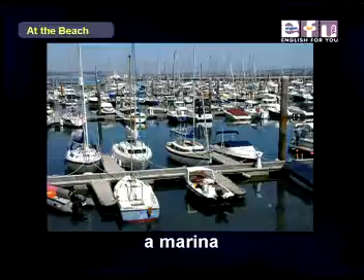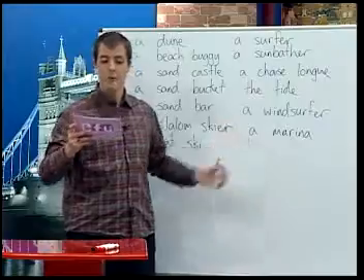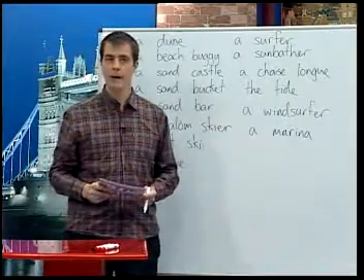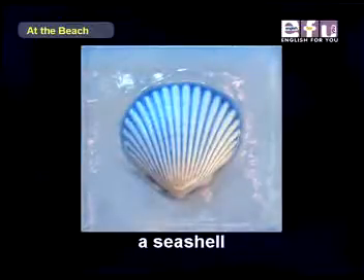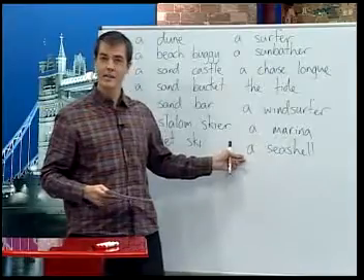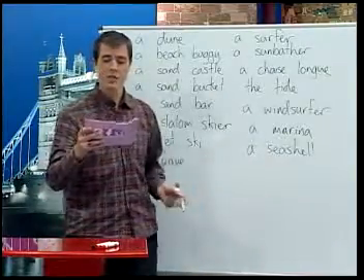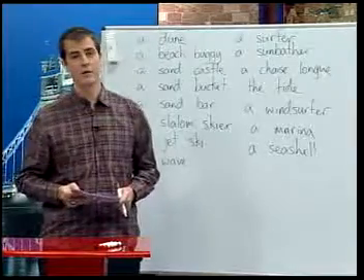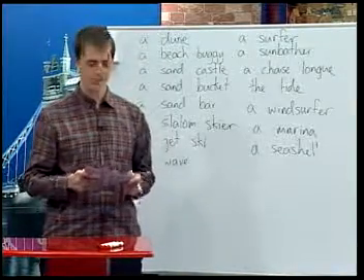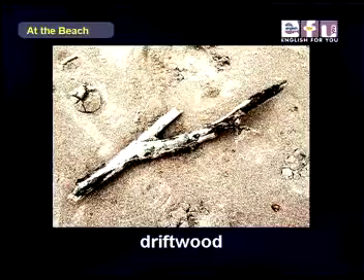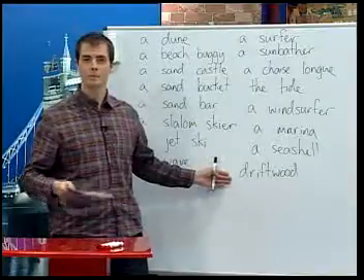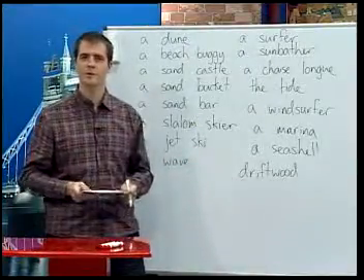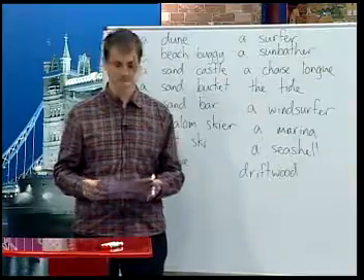Next we have a marina. A marina is a small area of water where people keep boats used for pleasure. A seashell. Now a seashell is the shell of an animal which can be found on ocean beaches, and there are many different kinds of seashells. And lastly we have driftwood. Driftwood is wood which is left on the seashore.